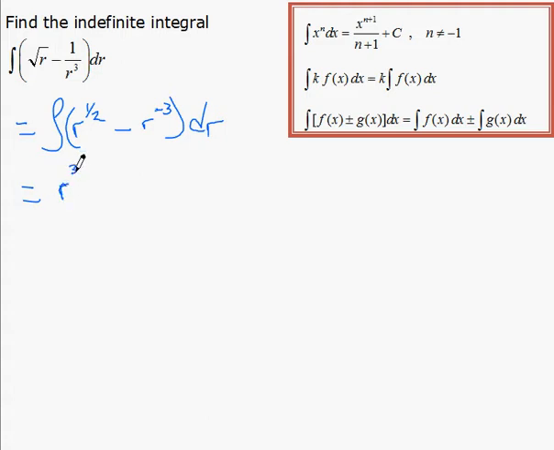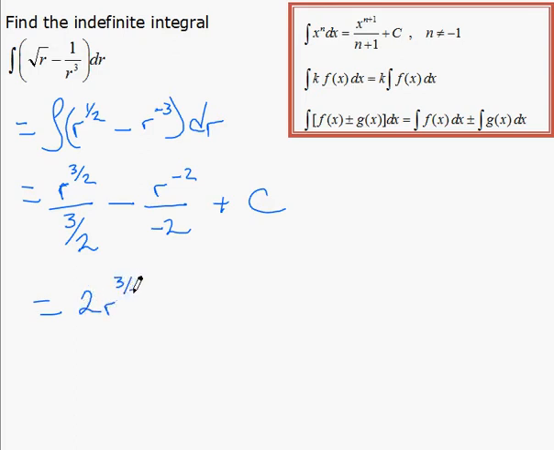well, why don't we just write that? 3 over 2 over 3 over 2. What I was saying was, we can simply write 2r to the 3 over 2 over 3 minus r to the minus 3 plus 1, which is minus 2, over minus 2 plus a constant, and simplifying we end up with 2r to the 3 over 2 over 3 plus, the minus minus goes together, 1 over 2r squared plus a constant when we bring the r down.